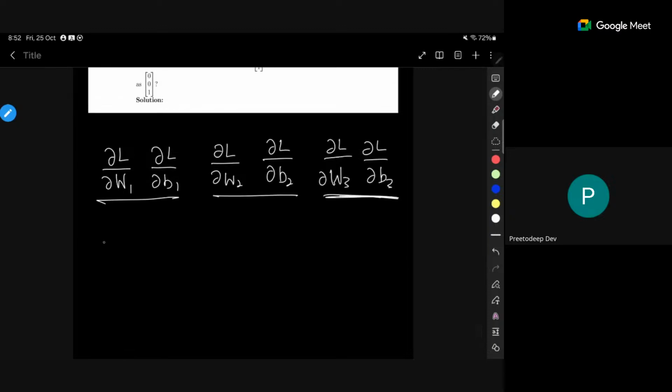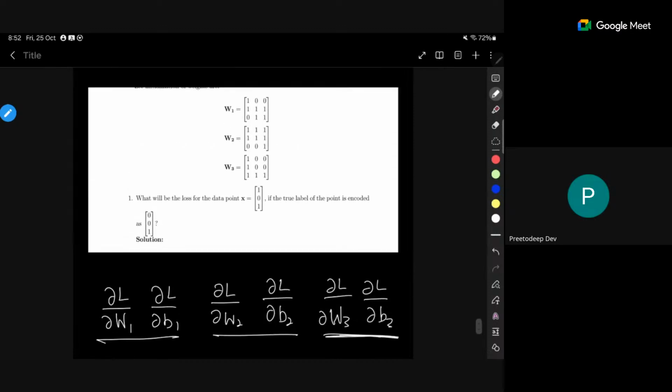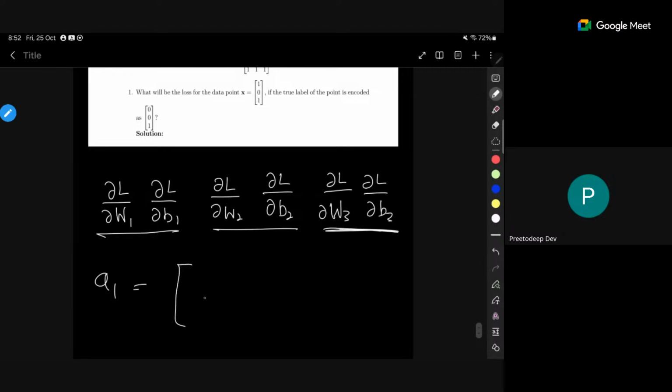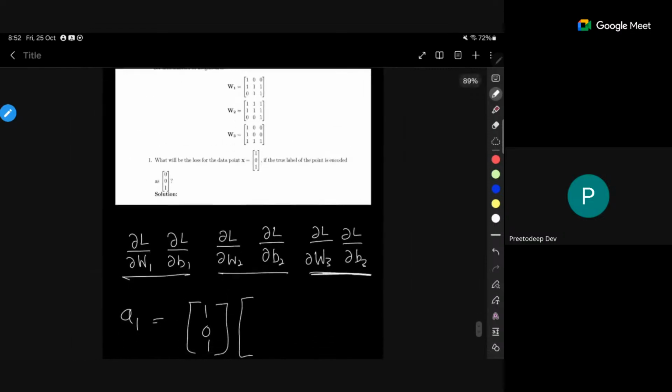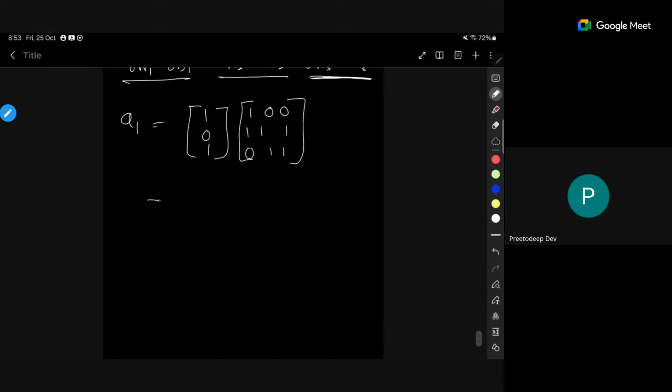Okay, so let's see. First we need to compute what is a1, right, to find h1, and that is going to be 101. Then the weight matrix, which is 1 0 0, 1 1 1, 0 1 1, okay? And then bias is not given, and it's being asked that you can ignore them. So that's why I'm ignoring it, but you might have it sometimes. Okay? So let's see.